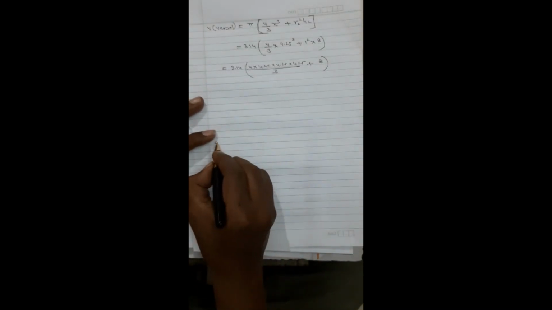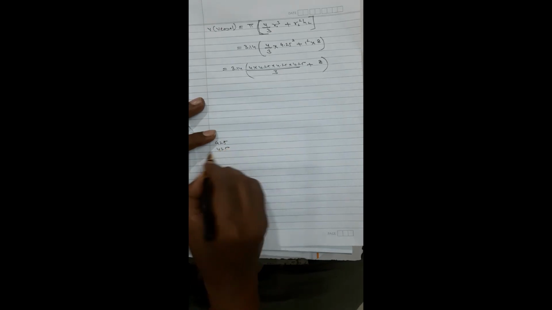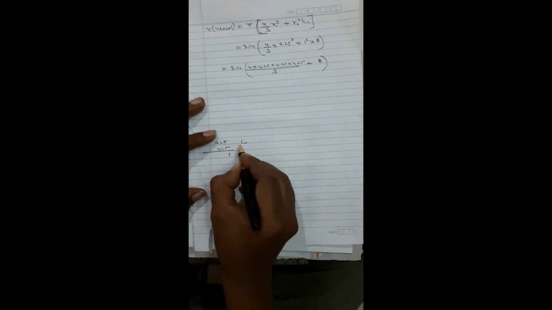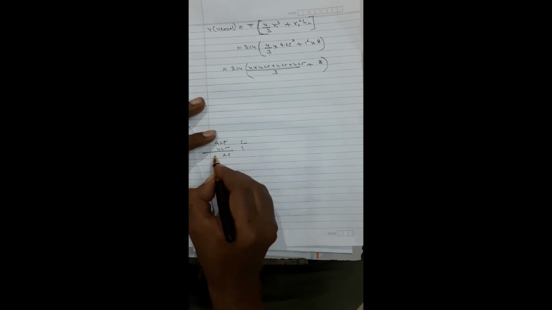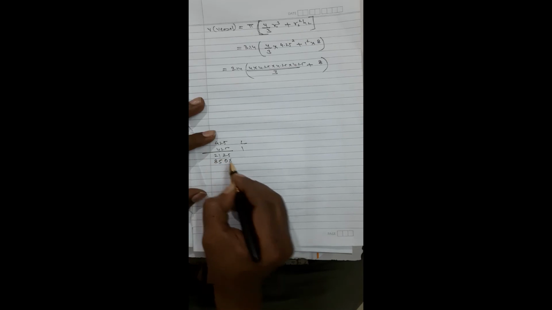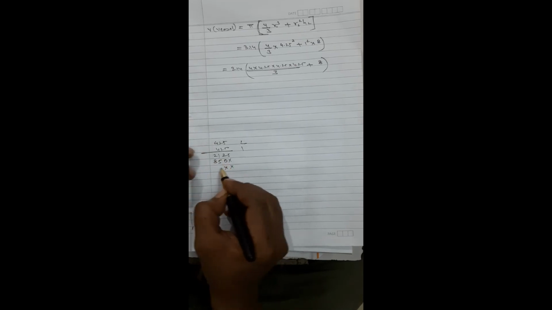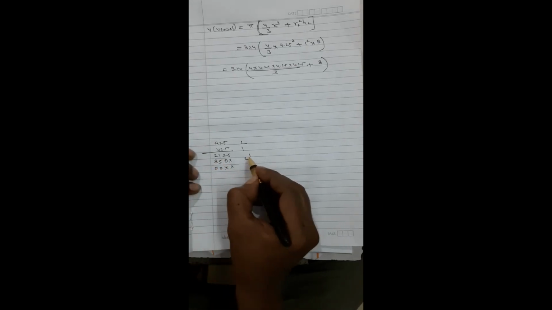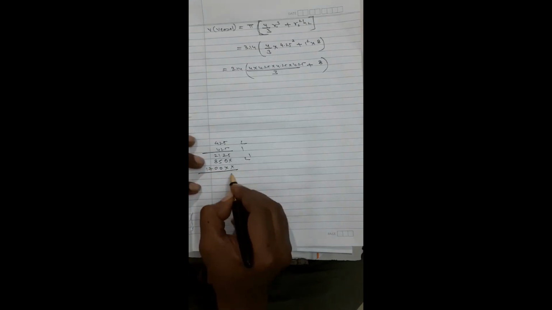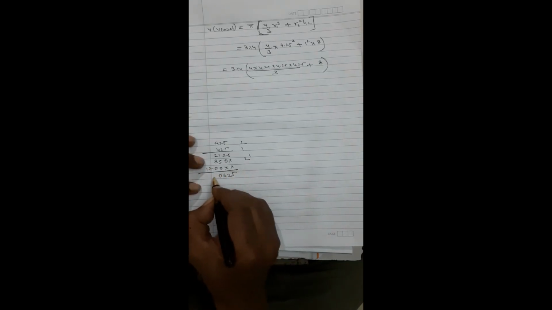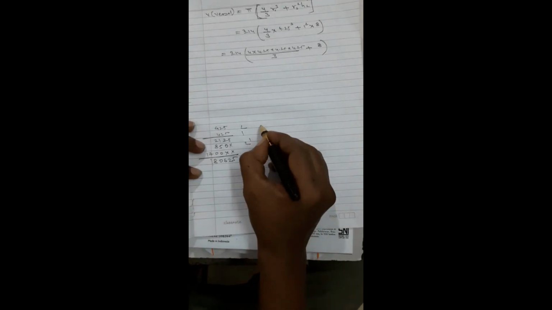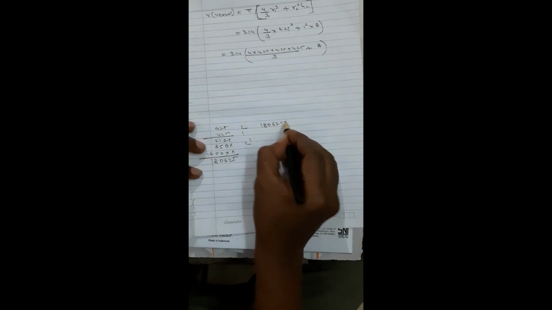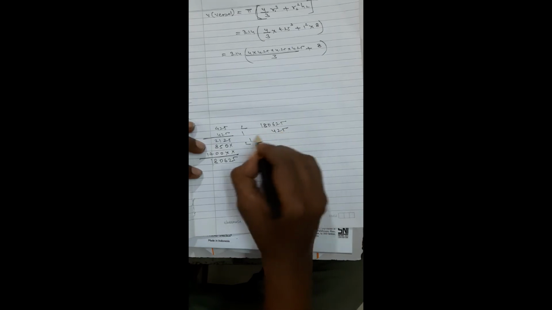Can't help. So 4.25 into 4.25 into 4.25. So 425 into 425. 5 5s are 25, 5 2s are 10, 11, 12. 5 4s are 20 plus 1, 21. 2 5s are 10, 2 2s are 4, 5, 2 4s are 8. Again 4 5s are 20, 4 2s are 8, 9, 10, 4 4s are 16, 17. This will give you 180625, multiplied by again 425.